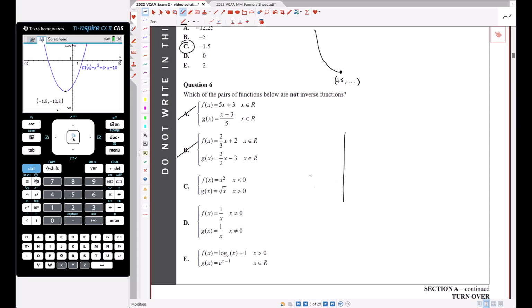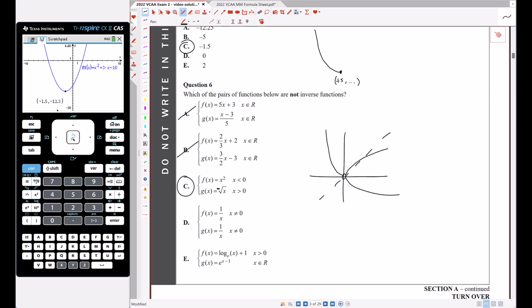So x squared, but where x is less than 0, so that would be the original domain. And then square root of x, actually the rules are not inverses because we've got the positive square root of x, and they are not inverse functions. So it's going to be this one here. This would have needed to be the negative square root for these to be inverses.